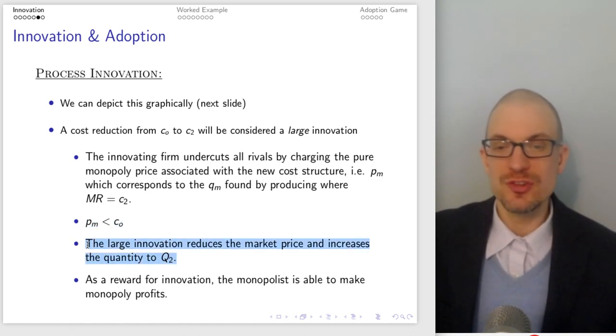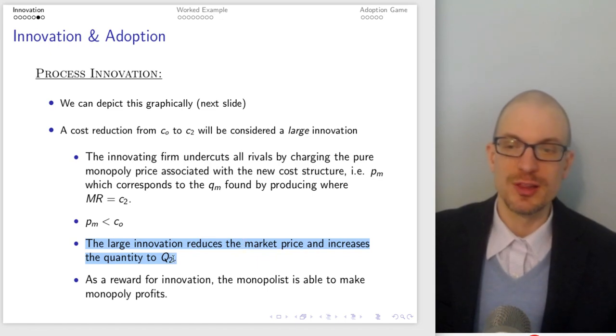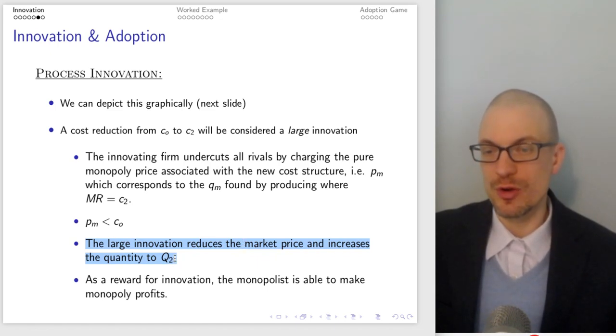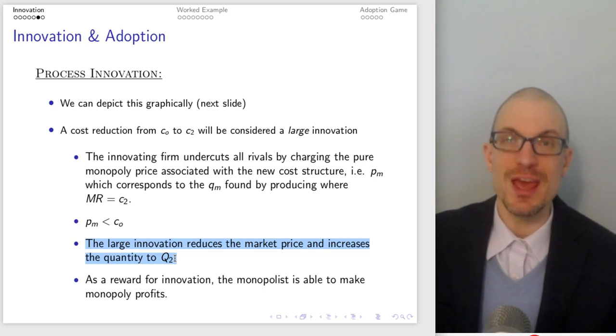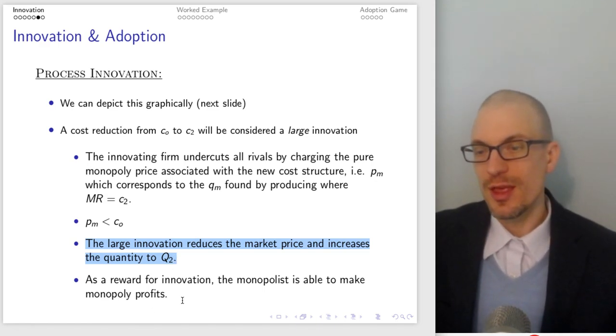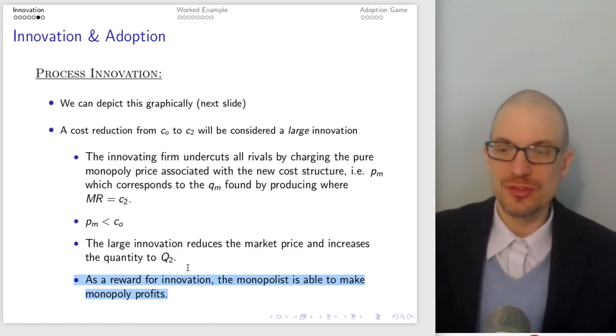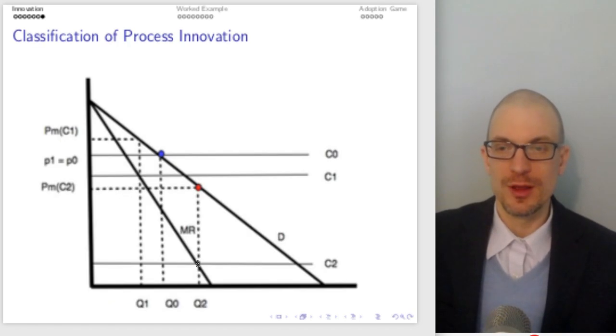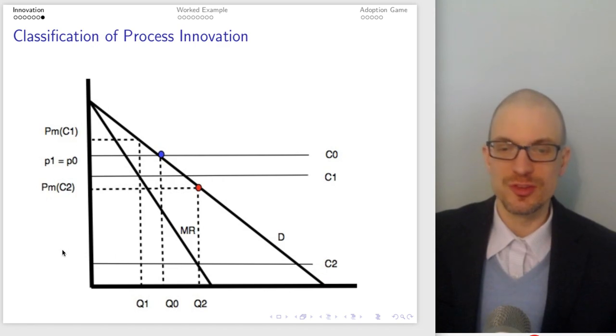So the large innovation reduces the market price, allows the quantity to increase to a quantity of 2. That's why consumers and firm wins, right? Lower price, larger quantity, everybody wins. As a reward for innovation, monopoly makes standard monopoly profits, right? That's this picture. So this looks terrible.